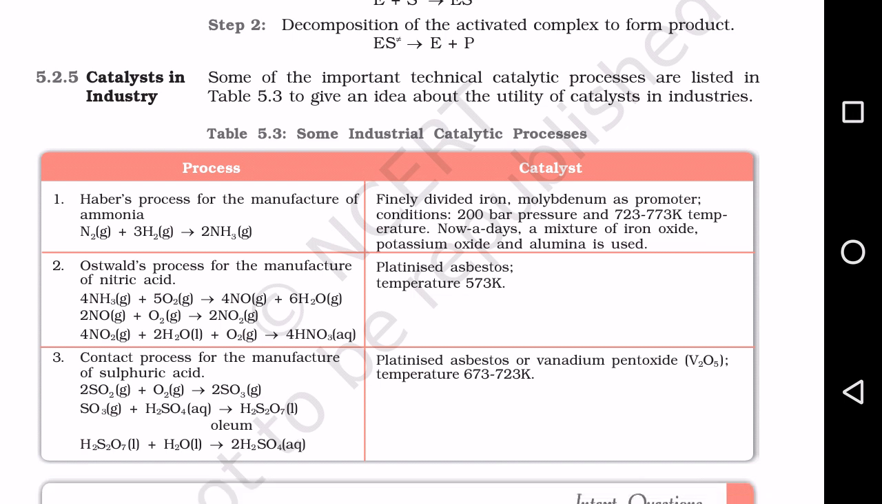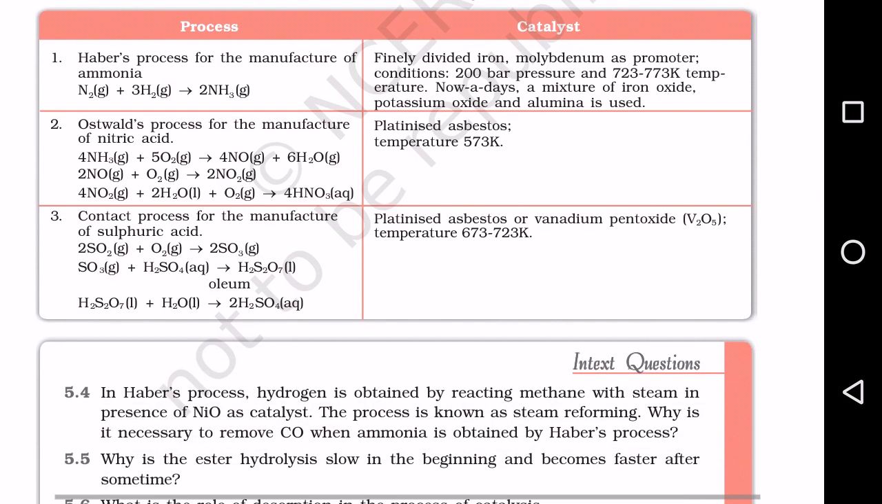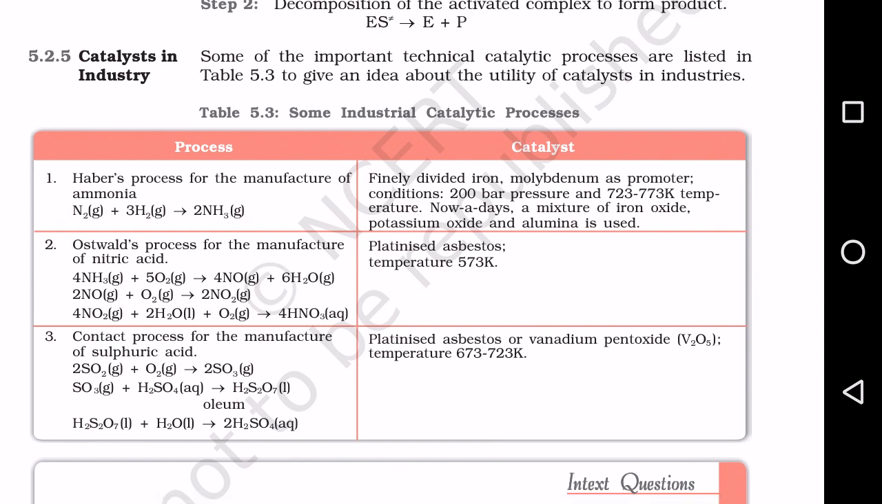Catalysis in industry. Process one: Haber's process for the manufacture of ammonia. Catalyst: finely divided iron, molybdenum promoter. Conditions: 200 bar pressure and 723 to 773 Kelvin temperature. Nowadays, a mixture of iron oxide, potassium oxide, and alumina is used.